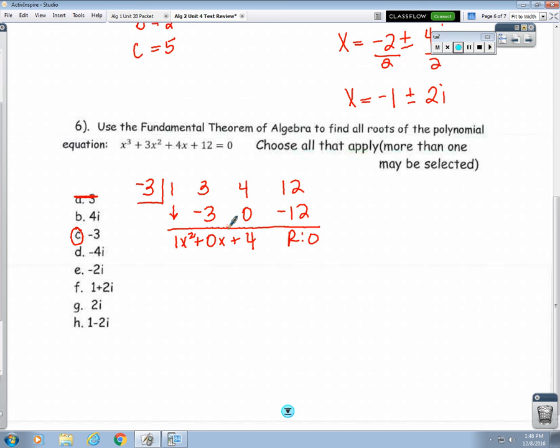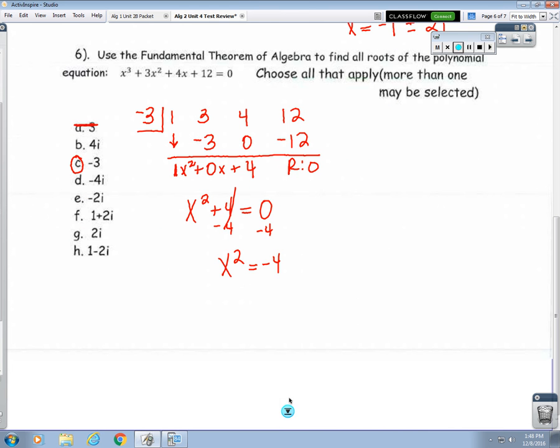So technically, if you wanted to go with the quadratic formula, you could. Your A would be 1, your B would be 0, and your C would be 4. But when your B is 0, you can just write it like this, correct? And now just set it equal to 0 and solve for x. By subtracting 4, that gives you x squared equals negative 4. Then square root both sides.